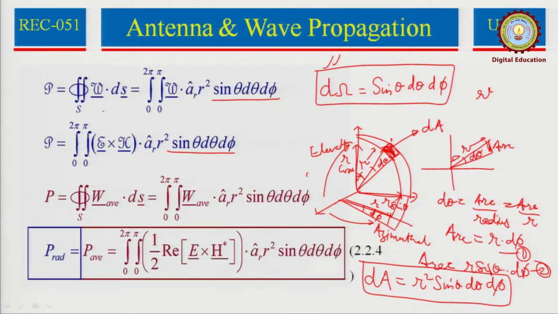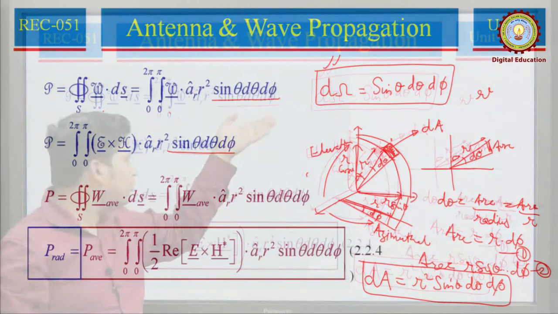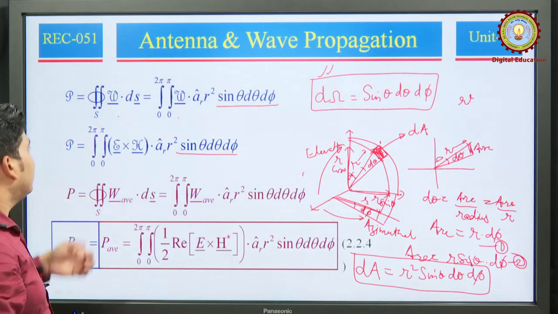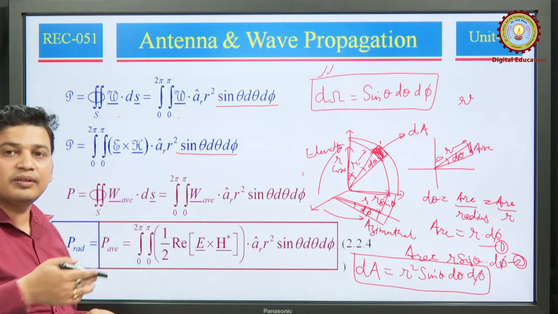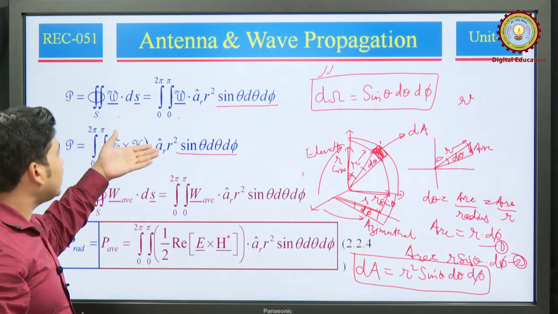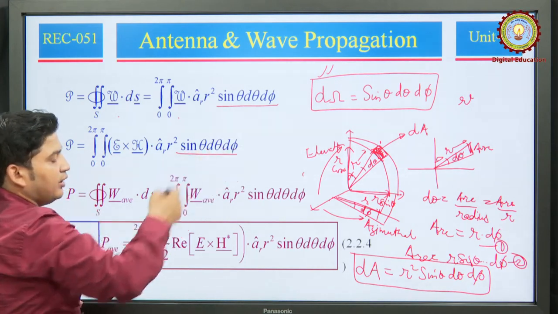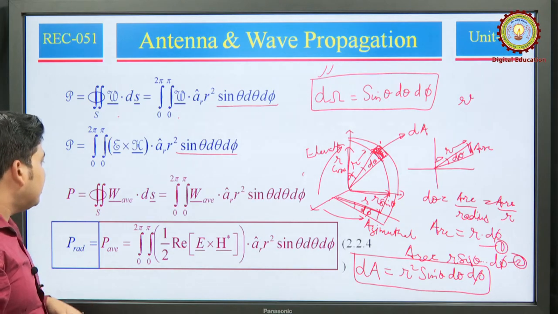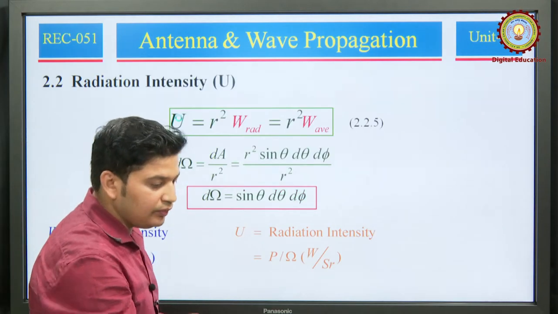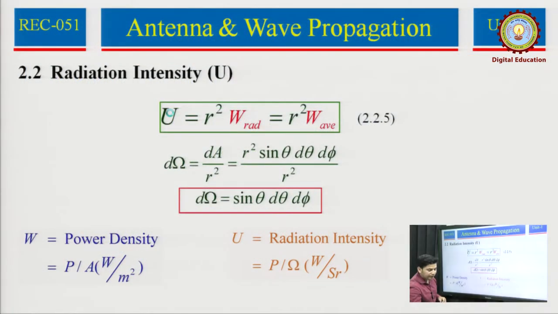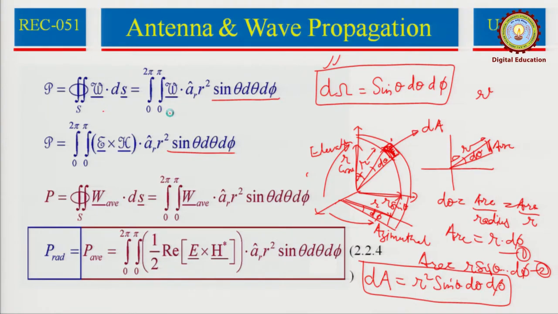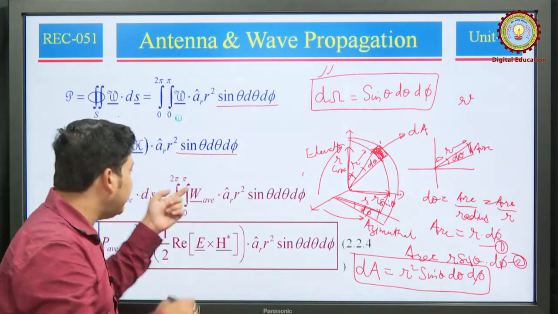So what are we discussing here? Integration of power density over a solid angle in a sphere. This is the derivation: E cross H, the radiation intensity density, is nothing but the product of the electric field and the magnetic field, E cross H, into r square sin theta d theta d phi, the beam solid angle available in a sphere. When we solve this, we will get P radiation, which is nothing but the integration over the theta plane and the integration over the phi plane. Remember, how much angle can the theta plane cover? 0 to 180 degrees, or 0 to pi.